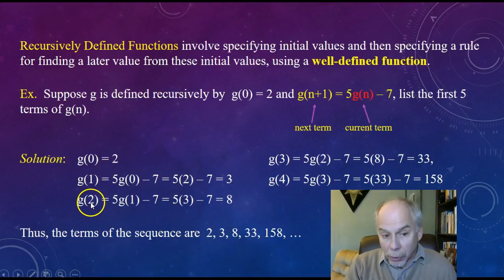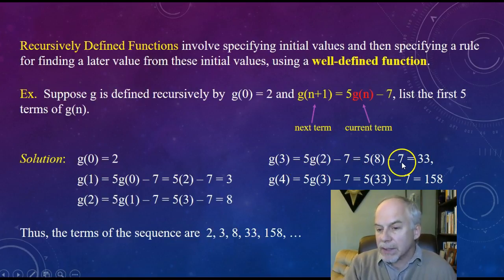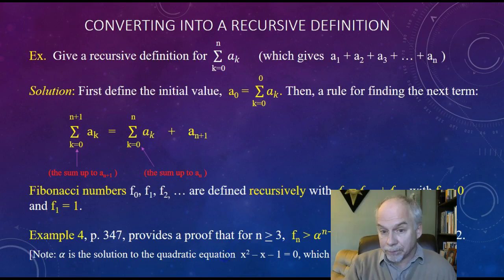Then G of 2, well, you take 5 times G of 1 minus 7. So that would be 5 times the previous thing we found, which is 3, minus 7. So 15 minus 7 gives us 8. And you just keep doing this. G of 3 would be 5 times G of 2 minus 7, so 5 times 8 minus 7, and you get 33. And then G of 4 comes out to 158. So those are the terms in the sequence. So it's very similar to what we've already done with recursively defined sequences.